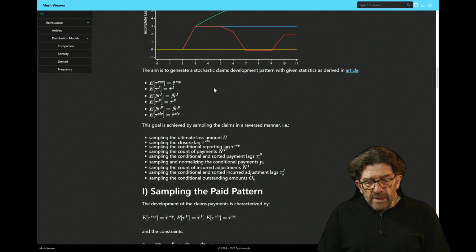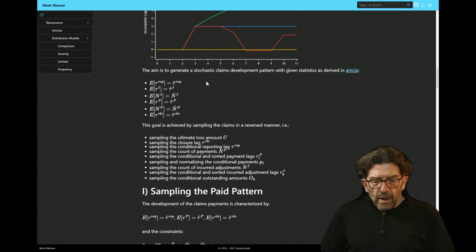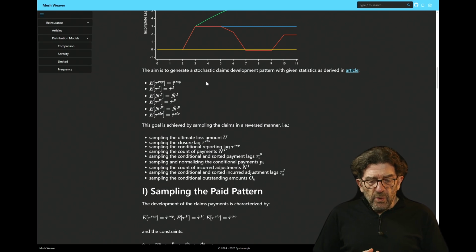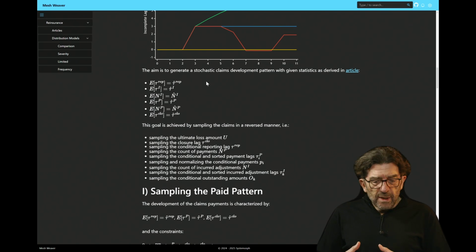What we have is some statistics, and this is also what we can use to specify a model. So we say, what is the expected reporting lag of a portfolio? This is an input into the model. What is the expected incurred lag? What is the number of incurred adjustments we typically expect during this time? What is the paid lag? What is the number of payments which we expect?